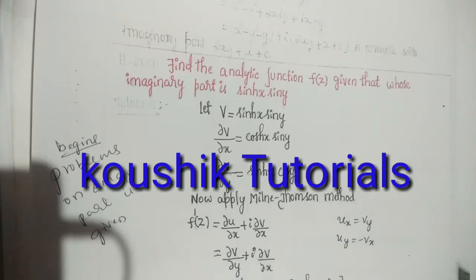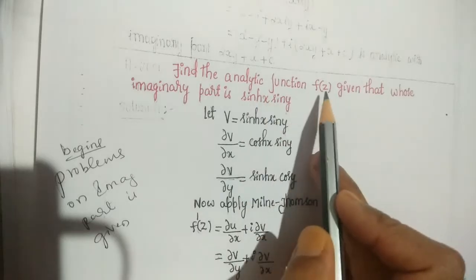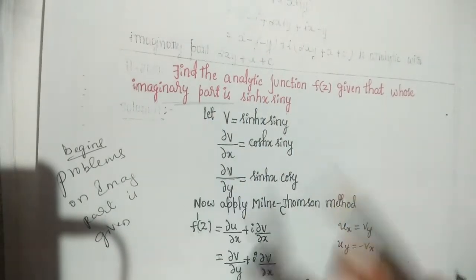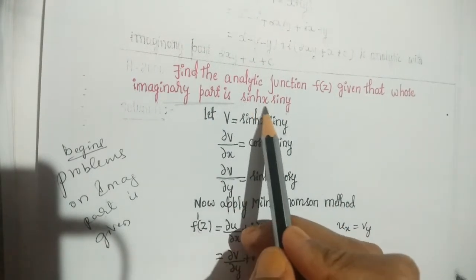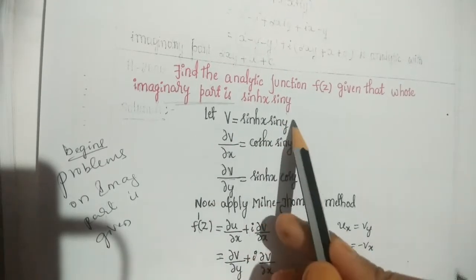Okay, now I am choosing the question: find the analytic function f of z whose imaginary part, that is v, is given. In the previous two problems I explained what the analytic function is if the real part, that is u, is given. Here the imaginary part is given. What is that imaginary part? Sin hyperbolic x into sin y. So let v be equal to sin hyperbolic x into sin y.